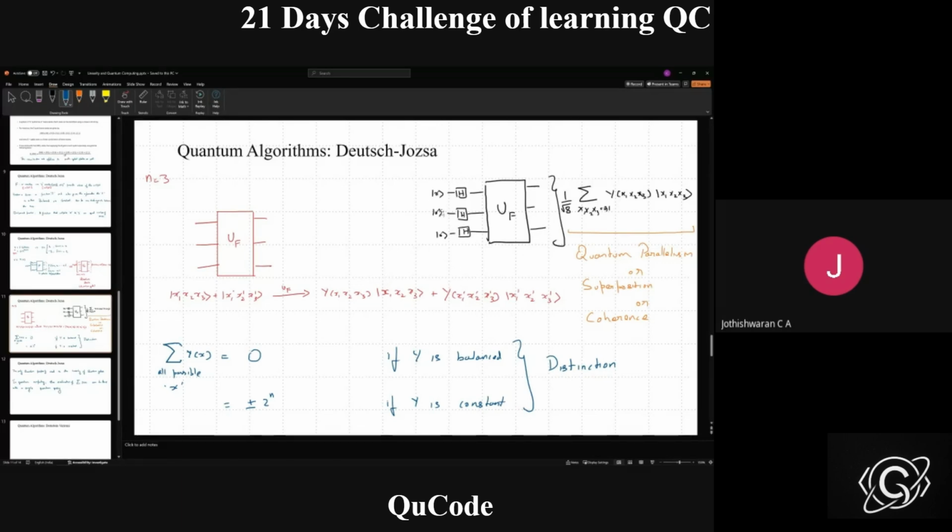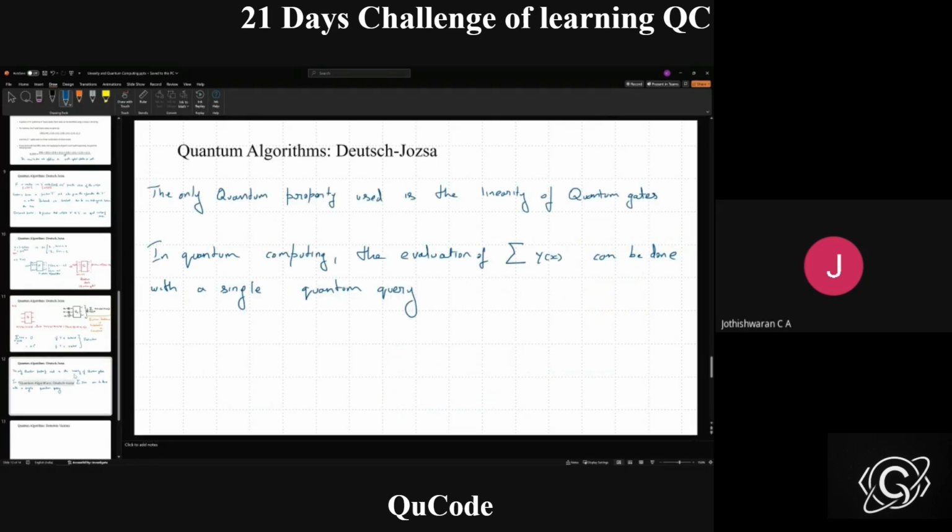However many variables I have, set all of them to 0, apply a Hadamard to all of them, then apply UF, then apply a Hadamard to them again. That is the Deutsch-Jozsa algorithm. So what we see here is this principle of linearity; ultimately that is what is giving us this speed up.